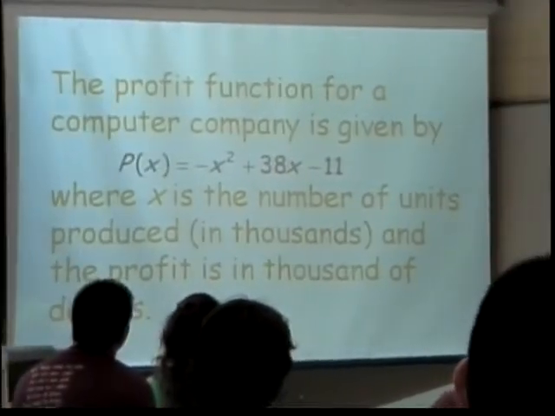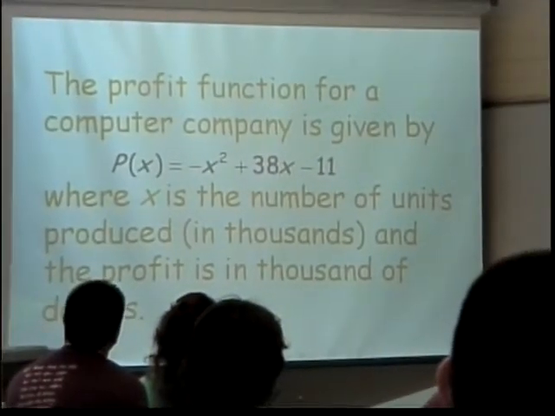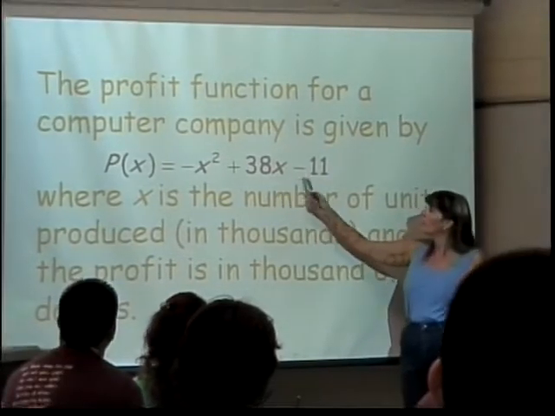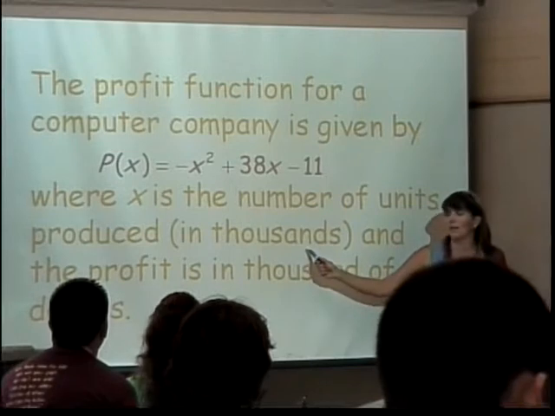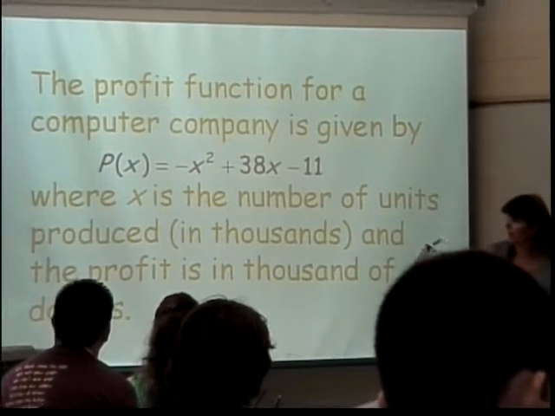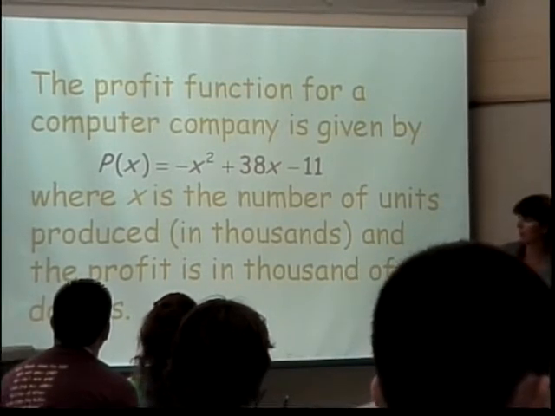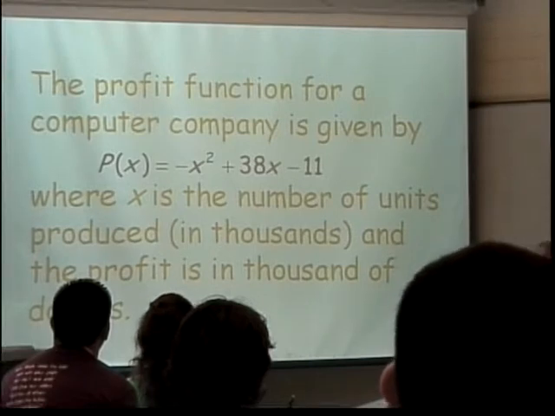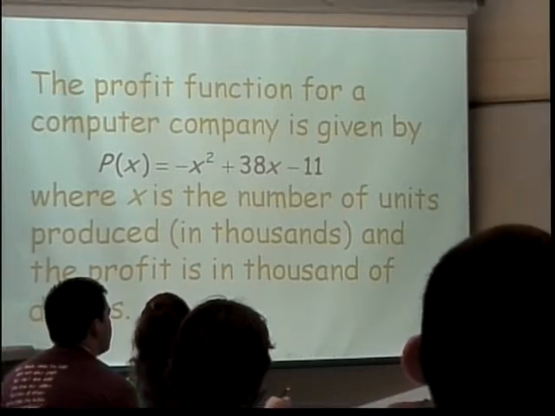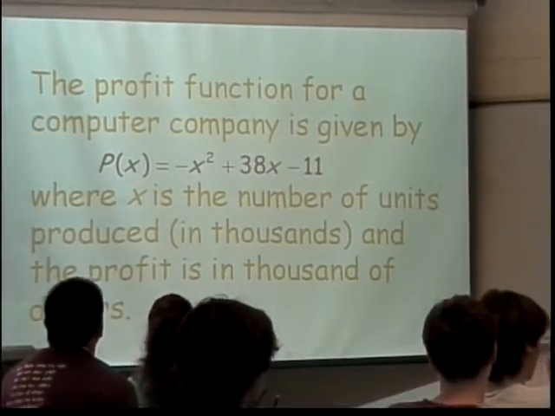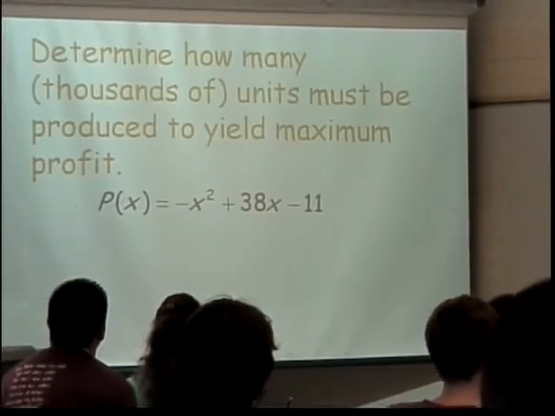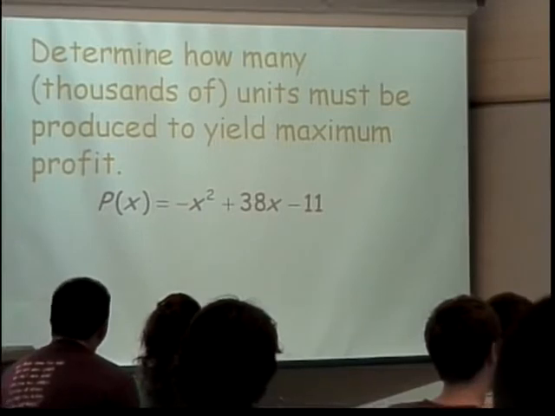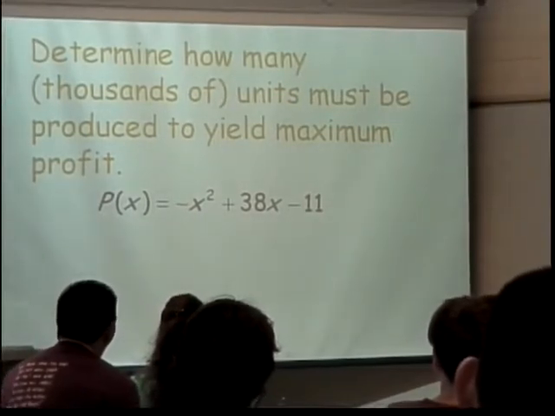function for a computer company. It's given by P of x equals negative x squared plus 38x minus 11, where x is the number of units produced in thousands, and the profit is in thousands of dollars. So that's the problem. The problem is going to disappear, but the equation will stay. Determine how many thousands of units must be produced to yield a maximum profit.